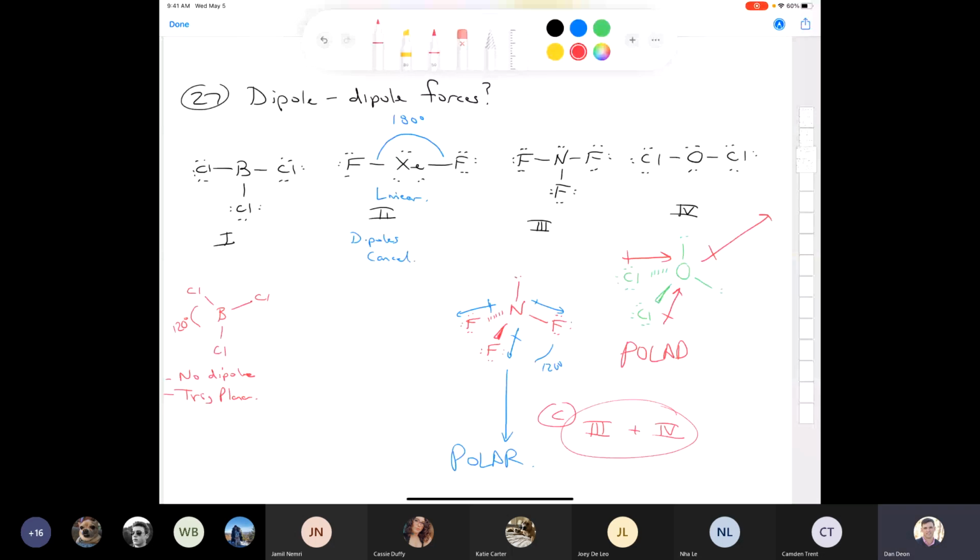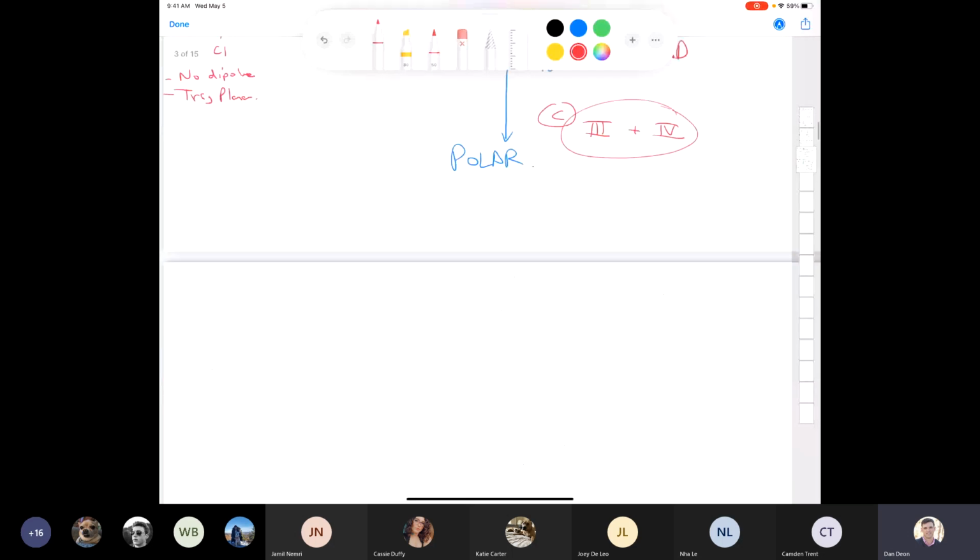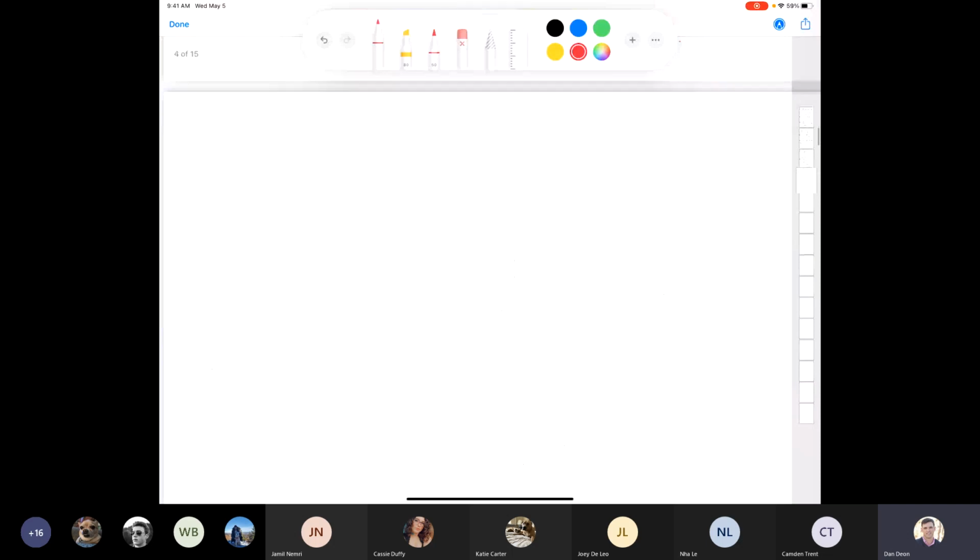Question 28 deals with boiling point. It asks you which substance has the lowest boiling point. So which one takes the least amount of energy to convert the compound from the liquid phase to the gaseous phase. So we have number 28, and we want the lowest boiling point.